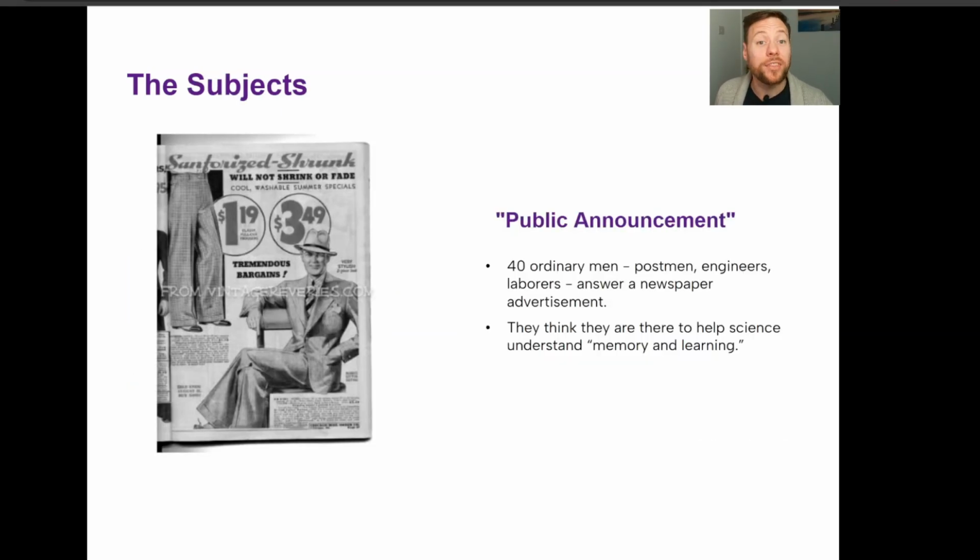So to find out, this researcher called Milgram placed an advert in a newspaper, and he recruited 40 ordinary people: postmen, engineers, laborers, just regular people like you and me. He brought them to Yale University, and he told them a lie. He says, "We are conducting a study on memory and learning." But that was a lie. He wasn't testing memory. He was actually testing obedience.